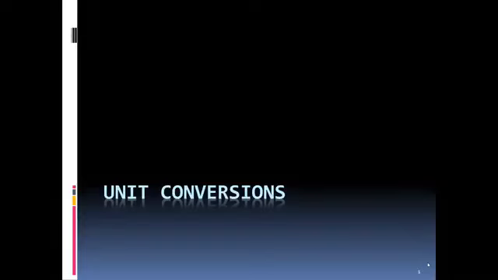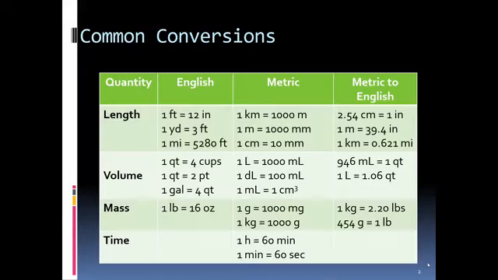Hello. Today I wanted to take a few minutes to talk about unit conversions. Unit conversions are frequently necessary when performing calculations in scientific fields. We often have measurements in one unit but desire them in another. When making conversions, it is a lot easier if you are familiar with some common conversion factors.